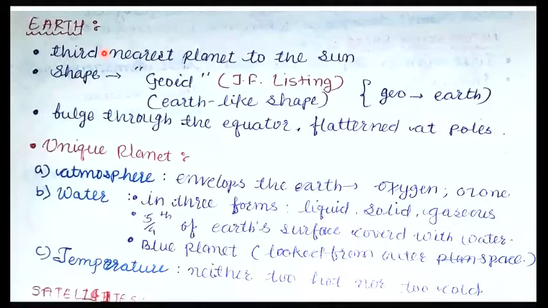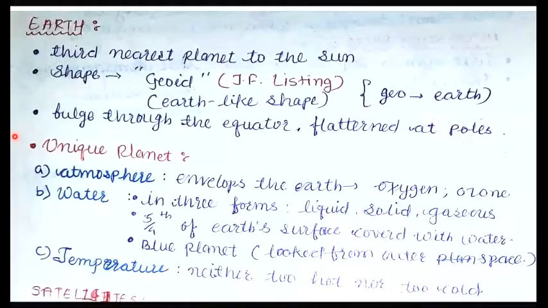Okay, so this is the third nearest planet to the sun. Okay, its shape is like geoid, not completely. It's not a circle. It's a kind of egg. It's like egg shape. Okay, it bulges at the equator and flattens at the South Pole. आपने देखा होगा इक्वेटर पे साइज जो है वो ज़्यादा है, और जैसे हम नॉर्थ की ओर जाते हैं या साउथ की ओर जाते हैं, उसके पोल्स की ओर जाते हैं, तो उसकी साइज कम होती जाती है.